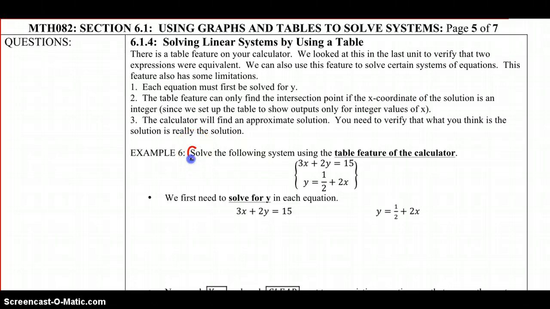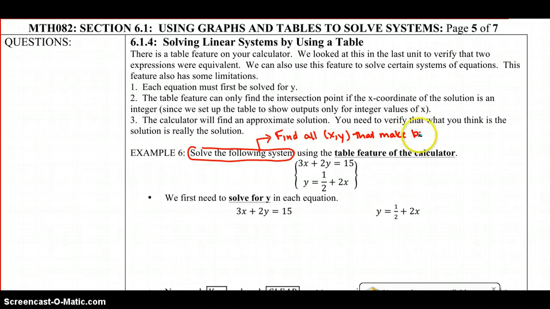Okay, so again, one of our important verbs here. To solve a system, in this case our system has variables x and y, so we're being asked again to find all ordered pairs that make both equations true. Or in thinking about the graph, we're trying to find the ordered pairs that both graphs share or have in common.